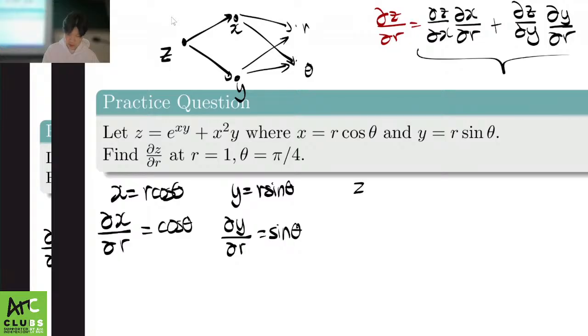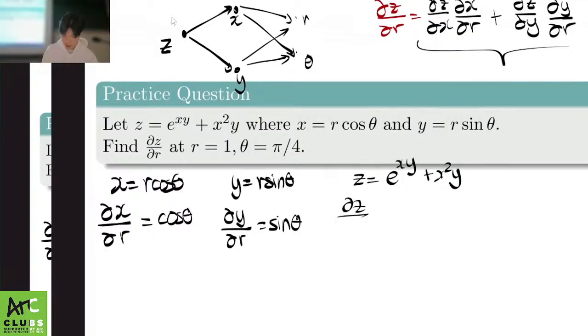Now we have z is equal to e to the xy plus x squared y. Doing the partial with respect to x means we keep the y as a constant. So the y in the exponent is going to jump to the front. So it's going to be this. And x squared is constant, so it's going to be x squared.